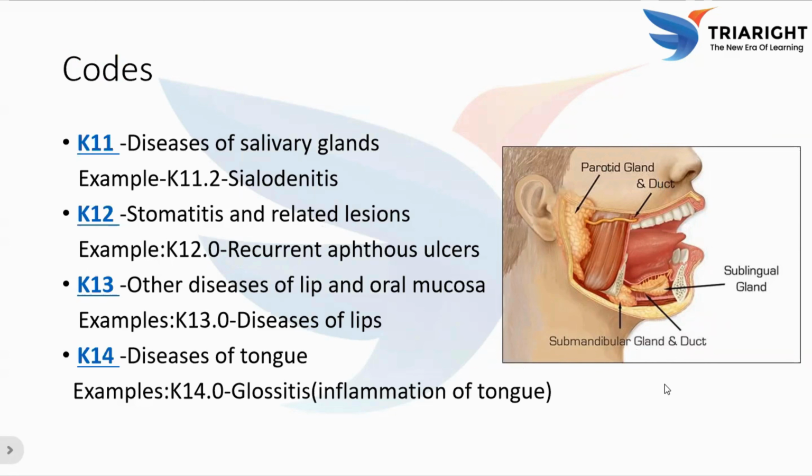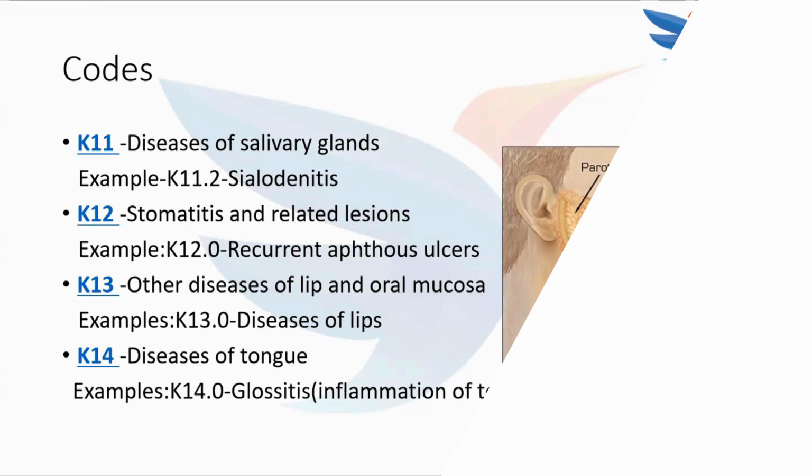You can see here in the picture. These are the salivary glands, and this covers inflammation, infection, obstruction, and also the enlargement of the salivary glands. For example, sialadenitis. Sialo is the medical term for the salivary gland, right? So itis means inflammation, as I said earlier. So sialadenitis means inflammation of the salivary gland.